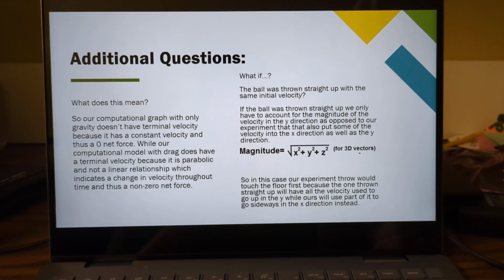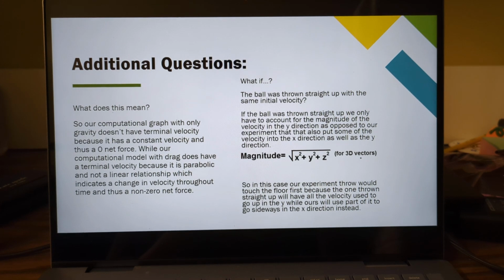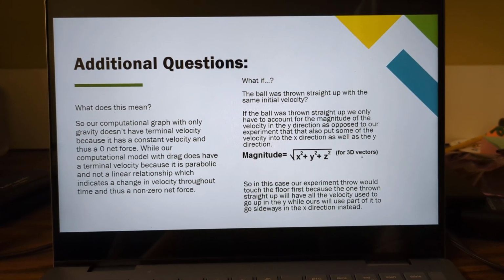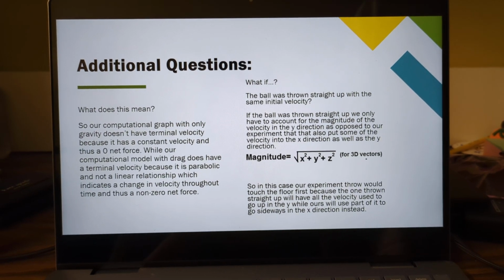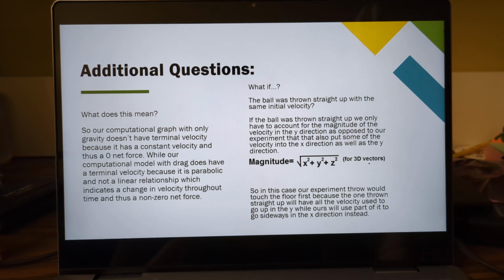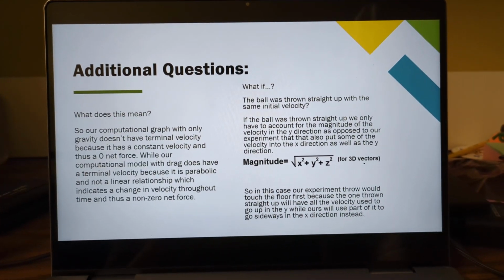What if the ball was thrown straight up with the same initial velocity? If the ball was thrown straight up, we only have to account for the magnitude of the velocity in the y direction, as opposed to our experiment that also put some of the velocity into the x direction as well as the y direction, as we can see here in this equation.